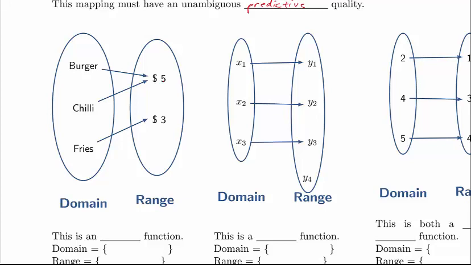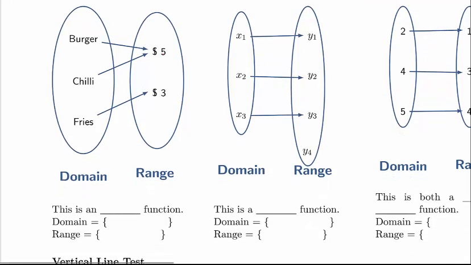Now note in this example, it doesn't go the other way. If I say I spent $5, you can't tell me what I bought. If I tell you I spent $5, I could have bought a burger, or I could have bought chili, right? It doesn't work in the other direction in this case. It being able to go the other direction becomes important when you're looking at inverse functions, but for just a regular function, we only need the predictive quality to go this direction.